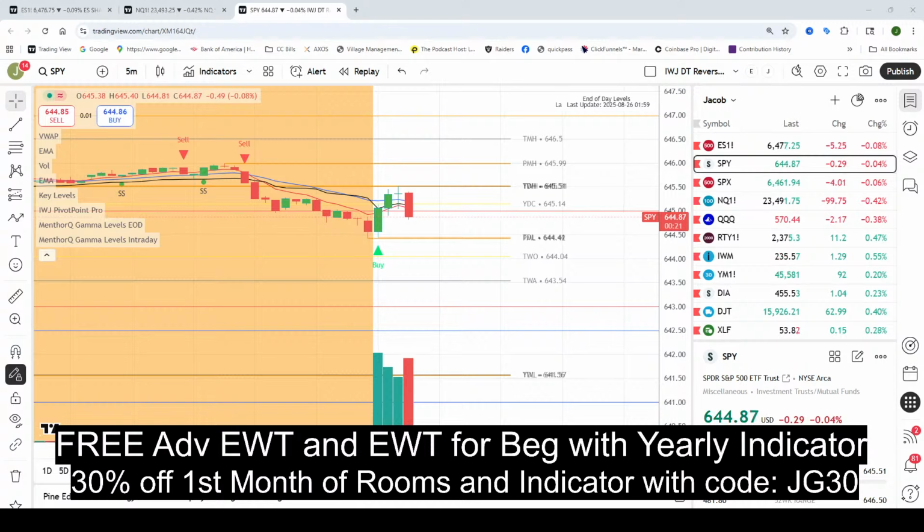NASDAQ was unable to hold its bottom. It's turning lower and bringing the market with it. We're getting close to our stop here, so we'll see if we stop out at 140 and have a small winner, or if they can find a higher low here and push higher.